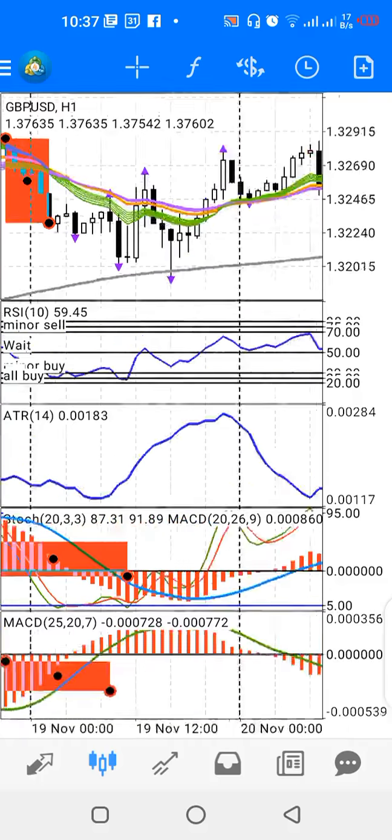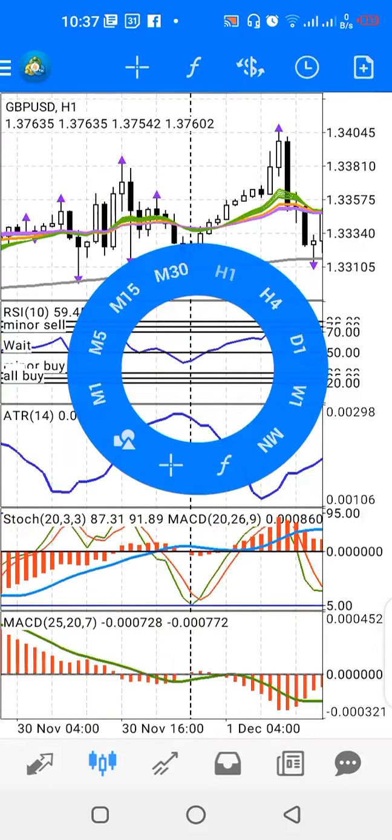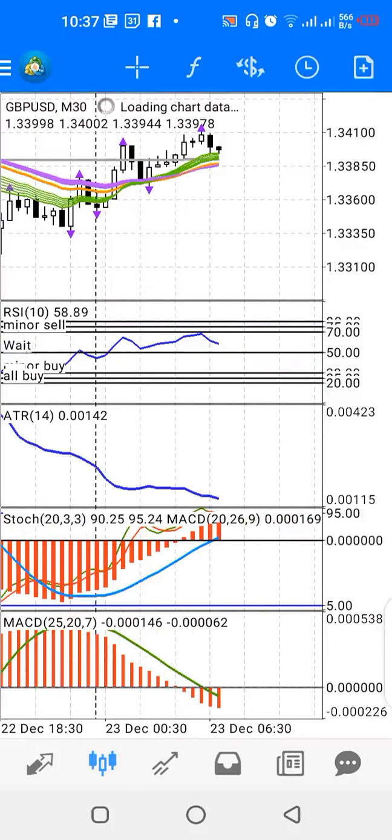All right, that's that for this strategy. It's a very good strategy. You can use it on any time frame.